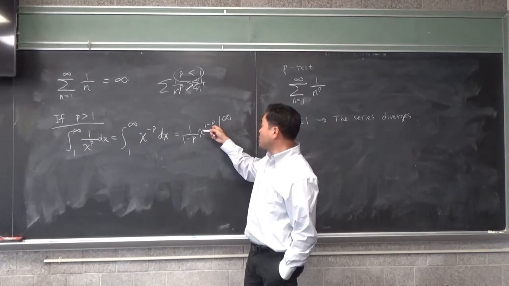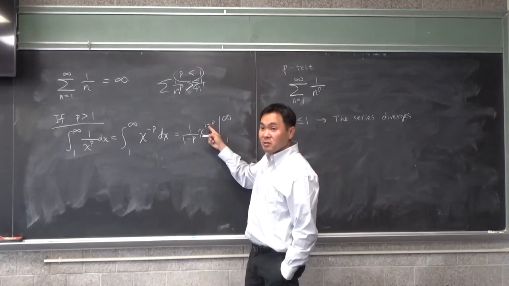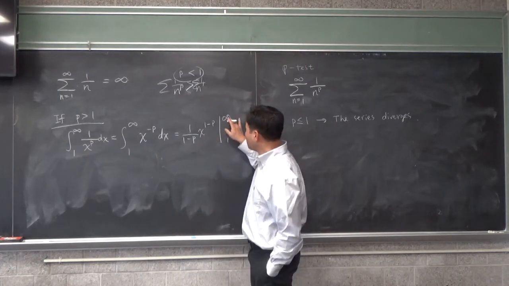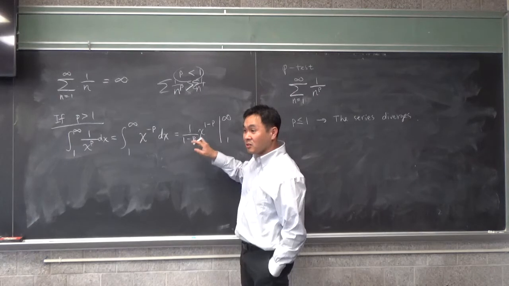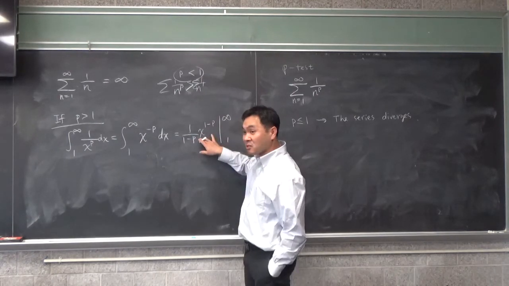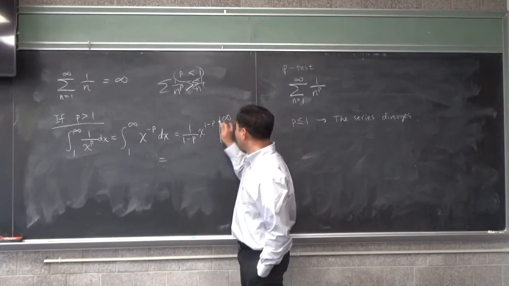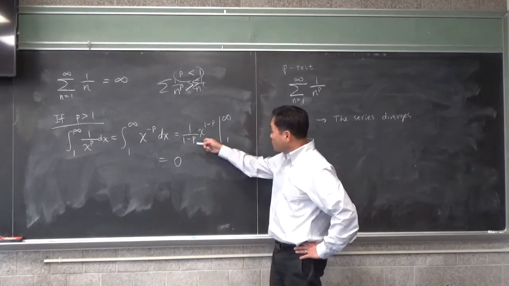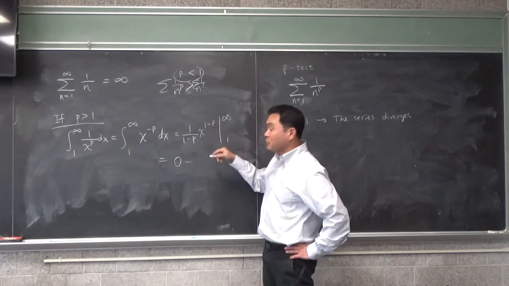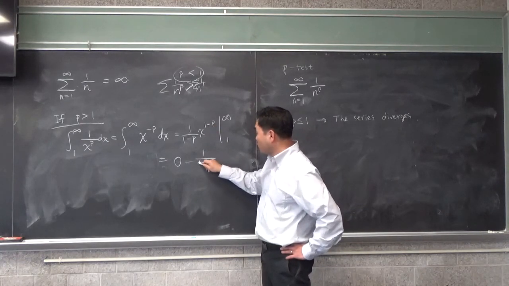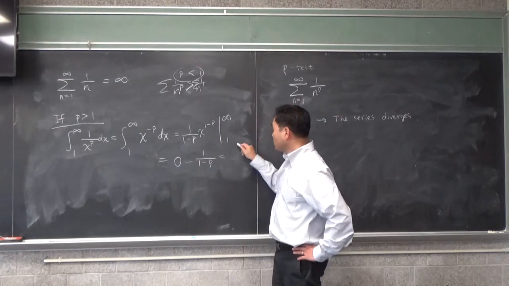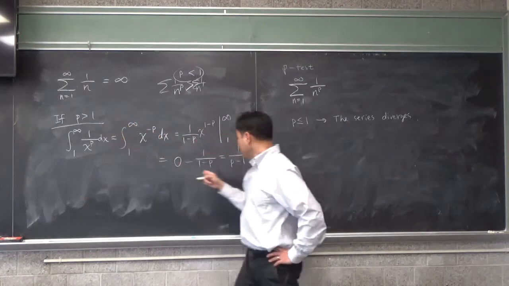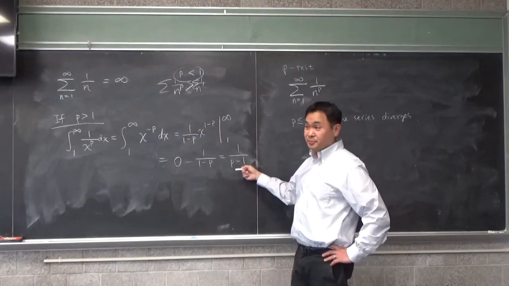Now, because p is greater than 1, this is a negative exponent. Negative exponent means that really x is in the denominator, right? So when you plug in infinity in the denominator, you get 0. And when 1 is plugged in, 1 to any power is 1, so it will be subtracting 1 over 1 minus p. Therefore, this will be 1 over p minus 1. And because p is greater than 1, this will be a finite positive value.